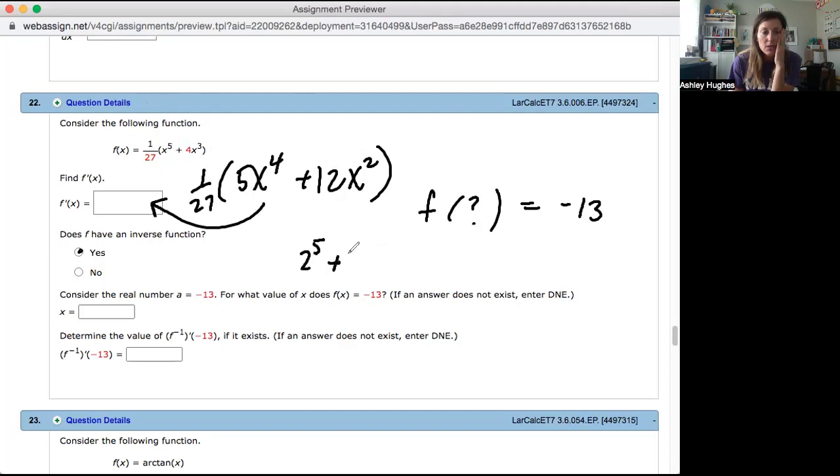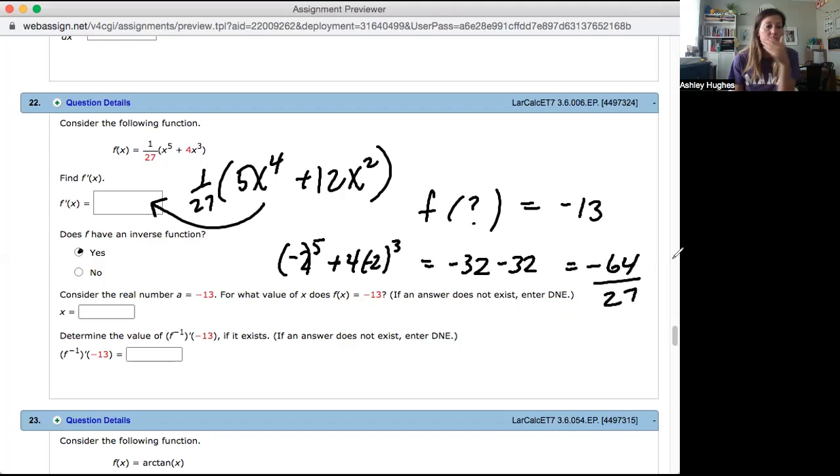If I put 2 to the 5th plus 4 times 2 to the 3rd, well, that's for sure not going to be negative. So let's do negative. If I do -2 to the 5th, that is -32. And then minus 4 times 2 cubed, which is 8, so minus 32. That's -64 over 27. Let me get my calculator out and do some guessing and checking.